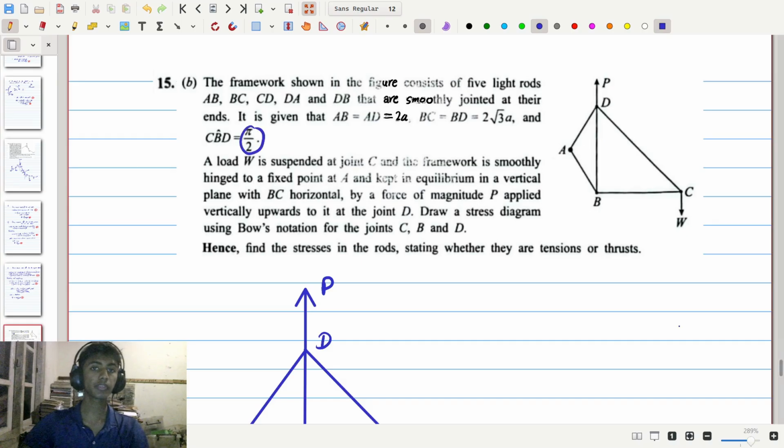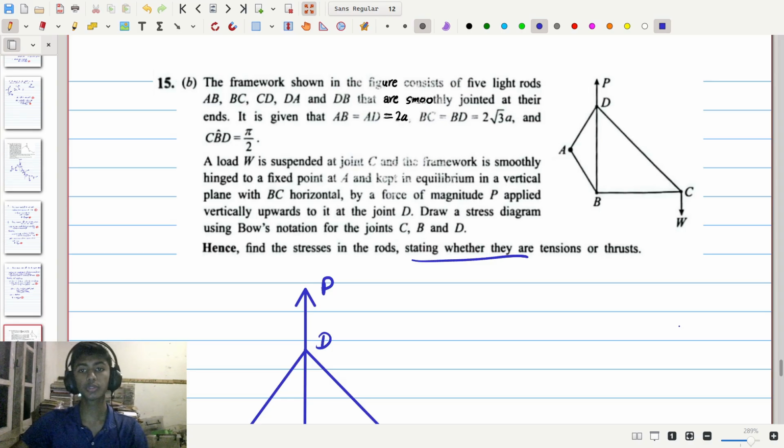Now given this, they say a load W is suspended at the joint C and this framework is smoothly hinged to a fixed point at A and kept in equilibrium in a vertical plane with BC horizontal by a force of magnitude P applied vertically upwards to it at the joint D. And given this, they say draw a stress diagram using Bow's notation for the joints C, B and D, and hence find the stresses in the rods, stating whether they are tensions or thrusts.